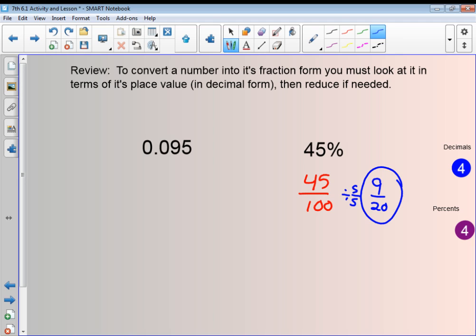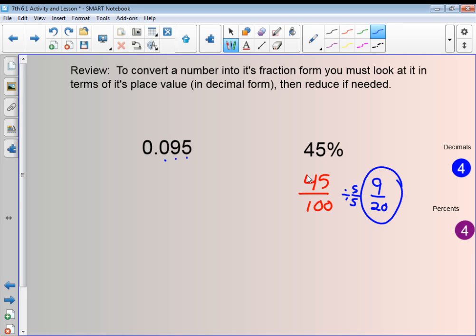And you will have to do this on your assessment. You're going to be converting between all three: percents, decimals, and fractions, and your fractions have to be in lowest terms. Okay, so for this one, 0.95, well, this is a review skill from earlier in the year.